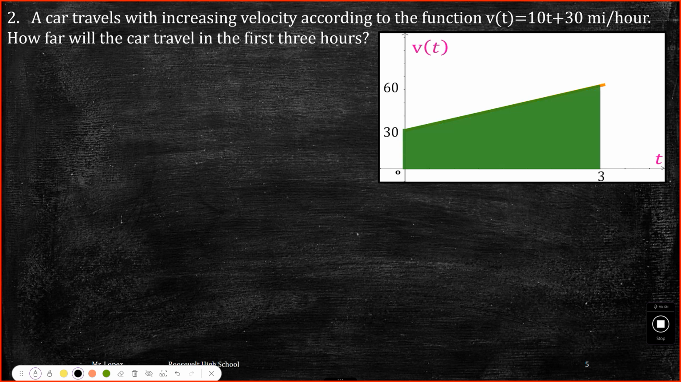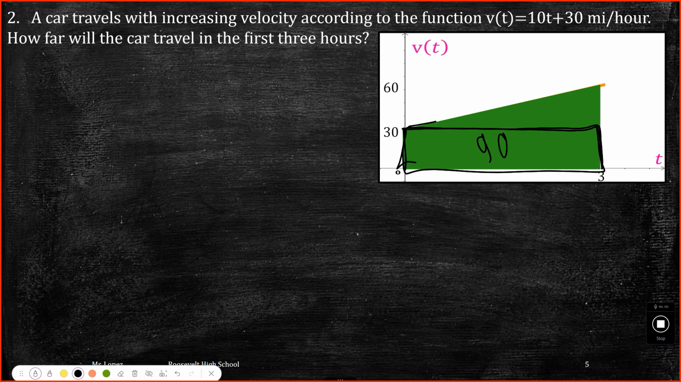So it's this area. How can we calculate that area? That's how much it would have traveled. Because what is this area here? Is that 90? 30 times 3 is 90.